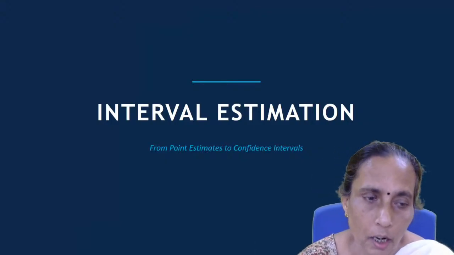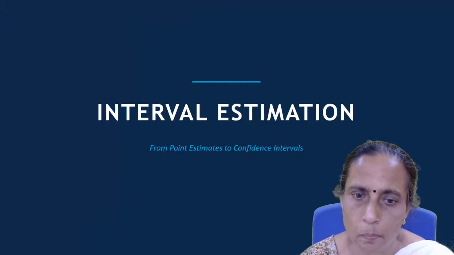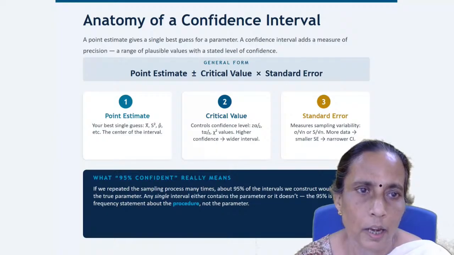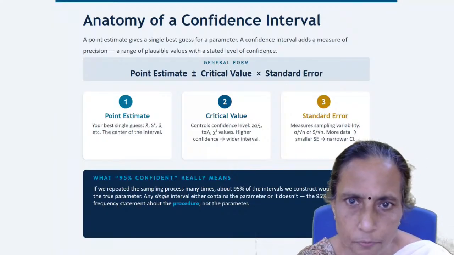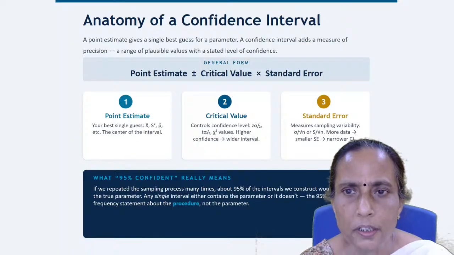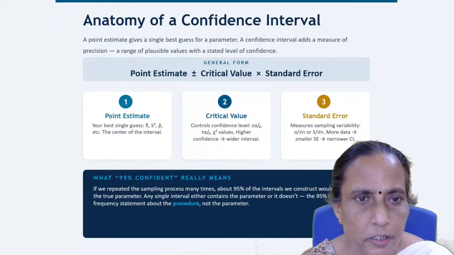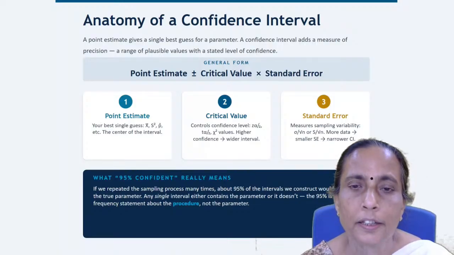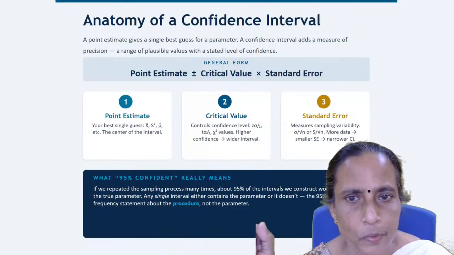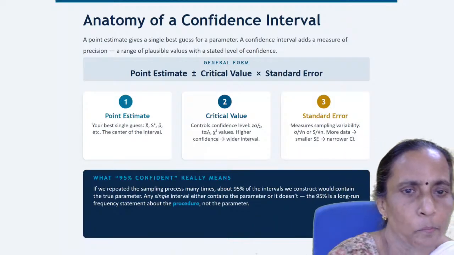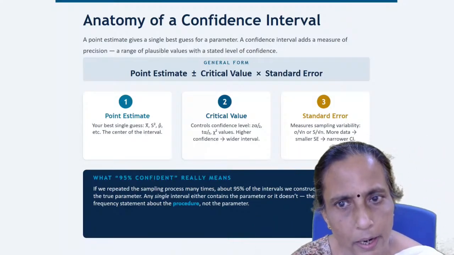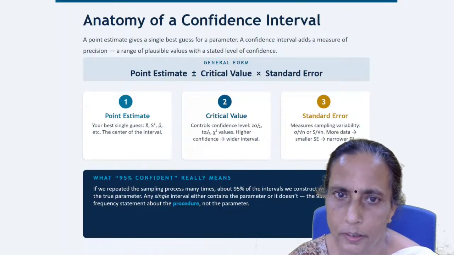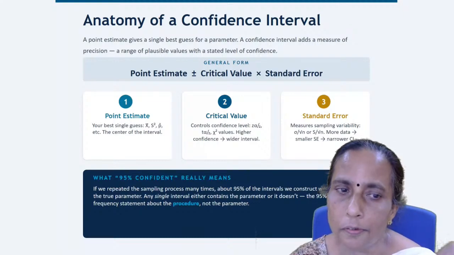Next is interval estimation, from point estimate to confidence intervals. A point estimate gives a single best guess for a parameter, whereas your confidence interval adds a measure of precision, a range of plausible values with a stated level of confidence. The general form is point estimate plus and minus critical value times the standard error. This is the formula for your confidence interval.